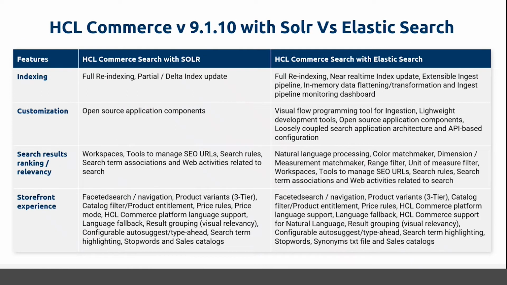In this slide, we will discuss a few of the feature differences between HCL Commerce Search with Solar and HCL Commerce Search with Elasticsearch. In feature indexing, Solar supports full reindexing, partial and delta index update, whereas Elasticsearch supports full reindexing, real-time index update, extensible ingest pipeline, in-memory data flattening, transformation, and ingest pipeline monitoring dashboard.